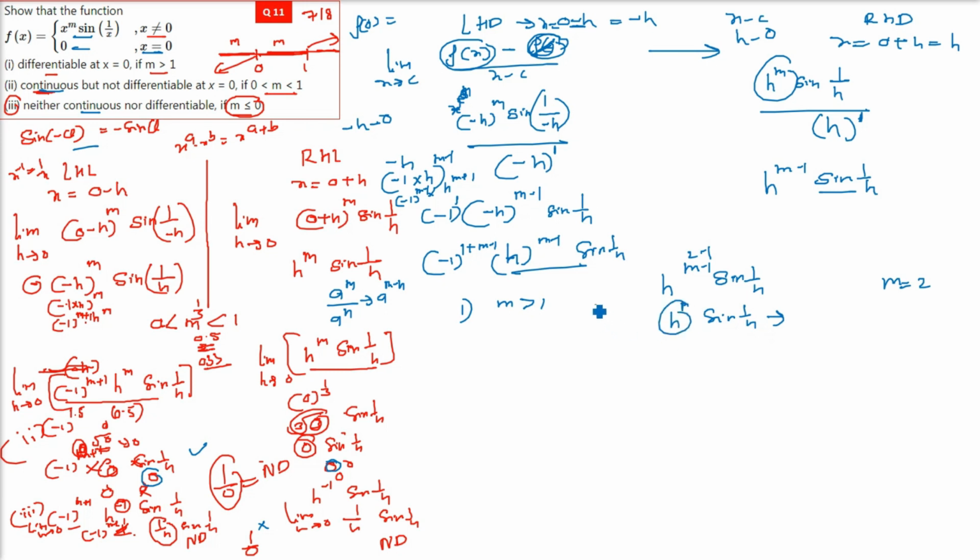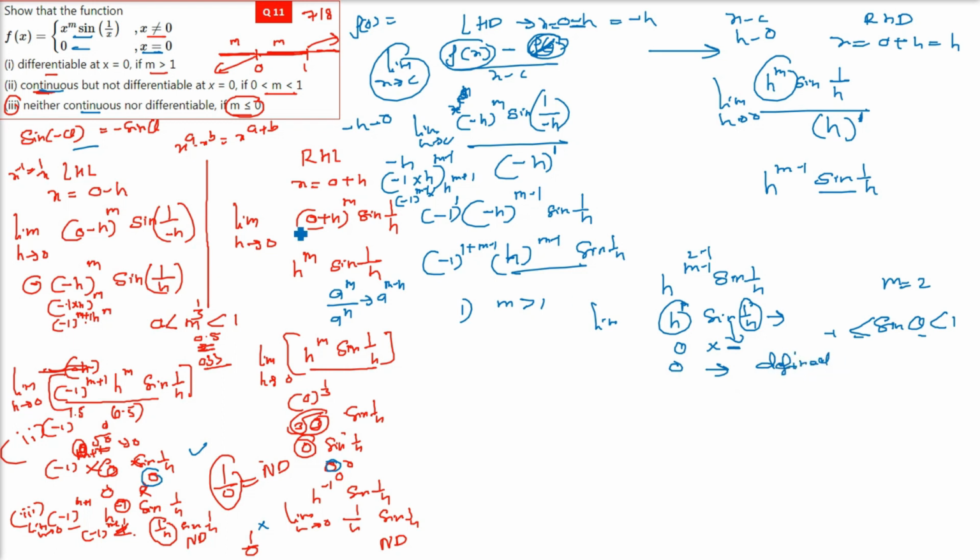Now when we apply the limit h tends to 0, everywhere limit h tends to 0 is there, as I indicated to you earlier. When you apply limit h tends to 0, it is going to be 0. And as I discussed in the continuity also, sine theta will always be between negative 1 and 1. Whatever you put inside sine, it will always give you negative 1 to 1. When you multiply it by 0, it is going to be 0. 0 is defined, so it is differentiable.